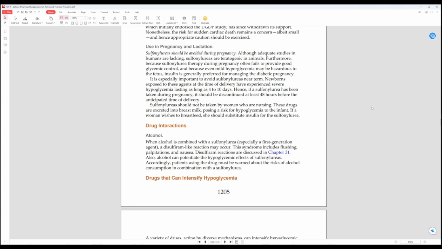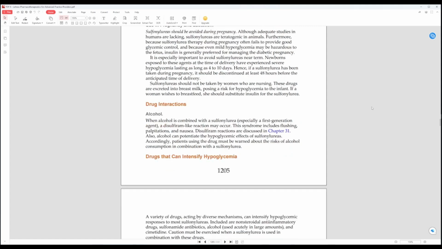It is especially important to avoid sulfonylureas near term. Newborns exposed to these agents at the time of delivery have experienced severe hypoglycemia lasting 4 to 10 days. Therefore, if sulfonylurea has been taken during pregnancy, it should be discontinued at least 48 hours before the anticipated time of delivery. Again, it should not be taken by women who are nursing either. These drugs are excreted into breast milk, posing a risk for hypoglycemia in the infant. If the woman wishes to breastfeed, she should substitute insulin.